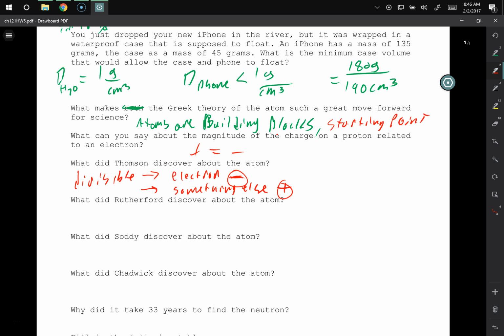How about Rutherford? What did he come up with? Okay, he disproved the plum pudding model by doing what? Basically, we're talking about this part right here, right? This something else is what he determined. And what is it?